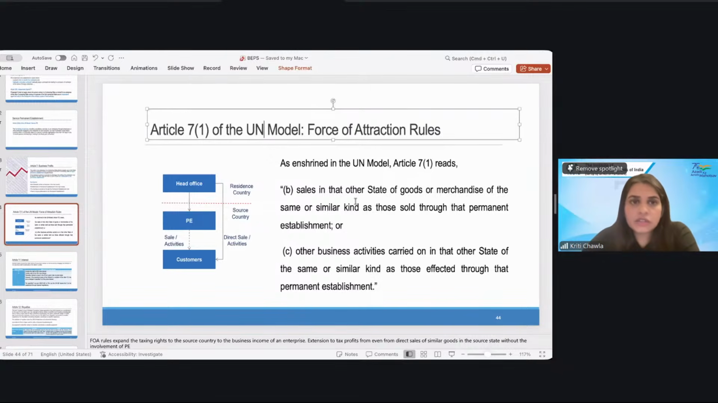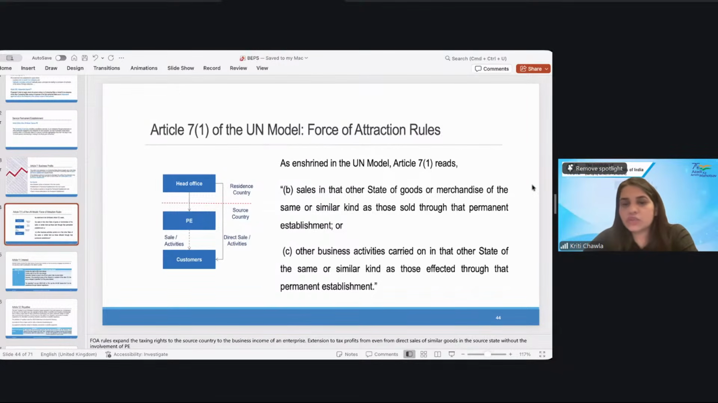So there is something called the force of attraction rules when it comes to the UN model. The force of attraction rules basically say, let's say that there is a head office right here, and this is in the residence country. Now, if there is a PE in the source country, generally whatever are the profits of this particular PE, they will be taxable in the source country. But then even if there are sales being made directly to customers in the source country, or there are direct sale activities to customers in the source country, that will also be taxed by the source country, even if it is bypassing the PE out there.